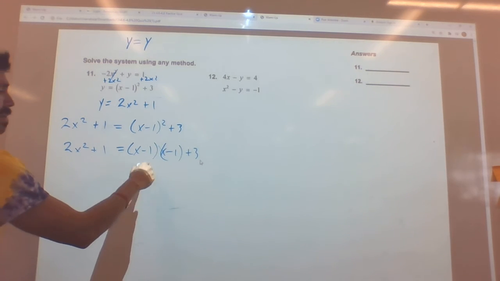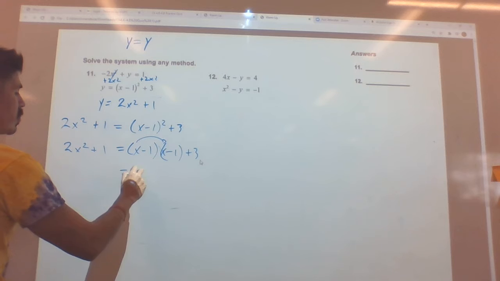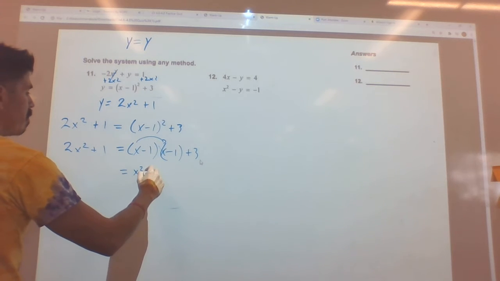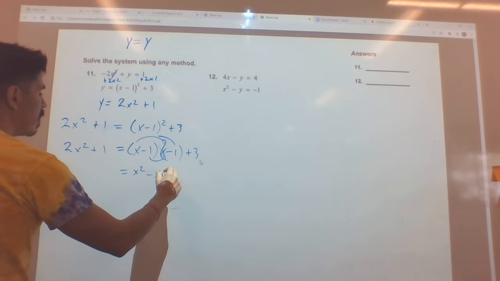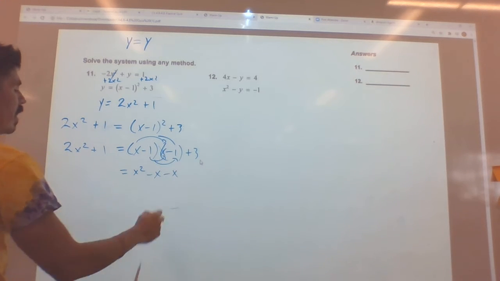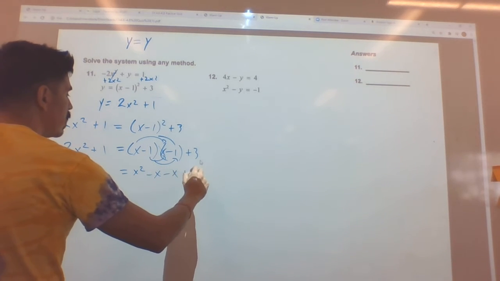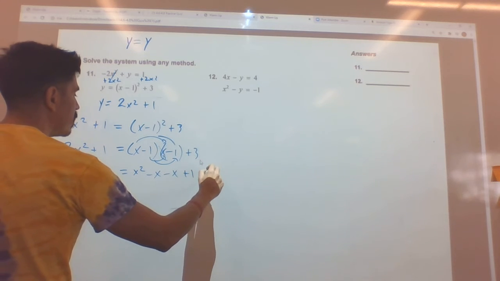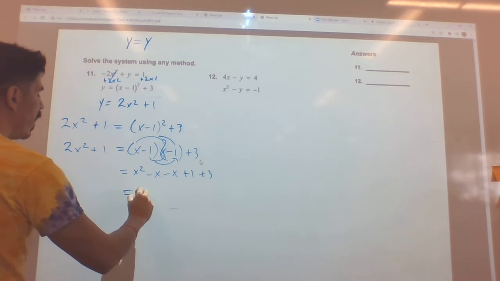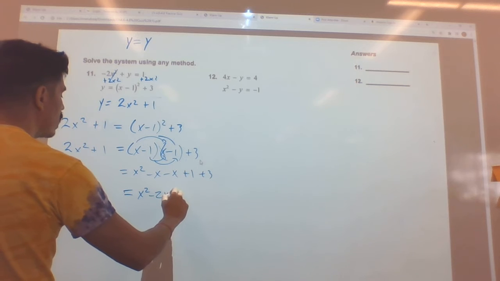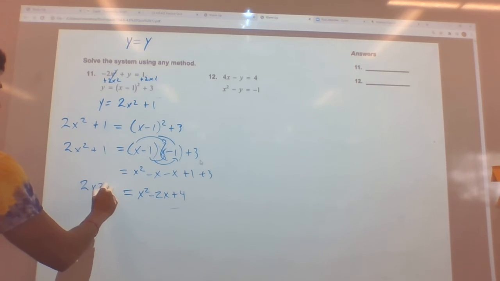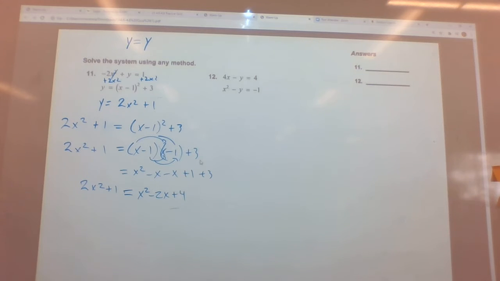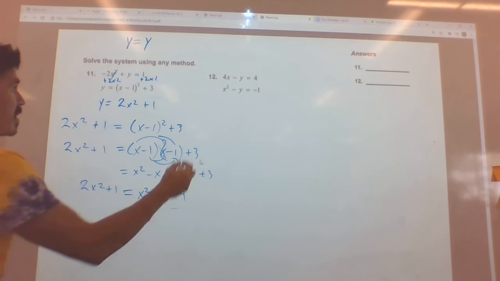Here I'm going to FOIL. So I'm going to get x squared, minus x, minus x, and plus 1, then plus the 3. So this turns into x squared minus 2x plus 4. On this side I have 2x squared plus 1. Okay. So now what I want is to get it in standard form. Again, standard form is here.